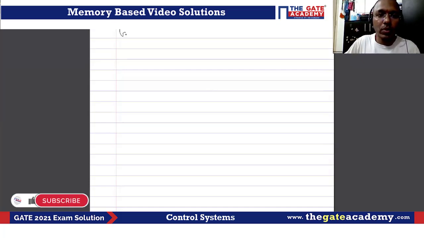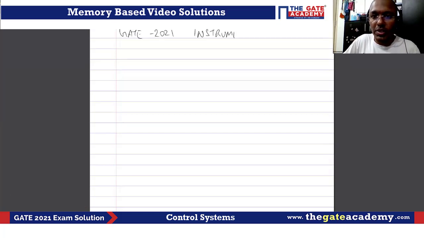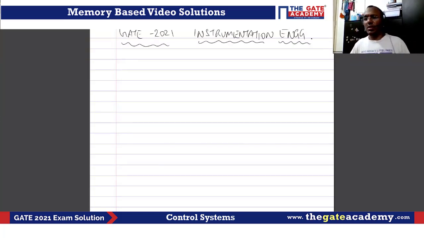So GATE 21 instrumentation engineering is what we are analyzing. The paper was really interesting and very straightforward, all very direct questions, no convoluted questions. So we are going to look at a couple of questions from control systems.